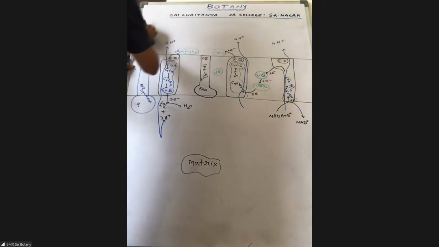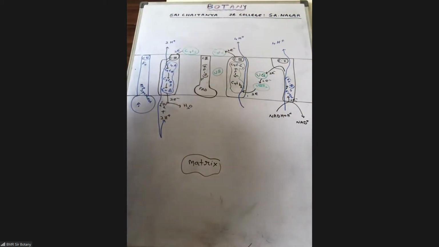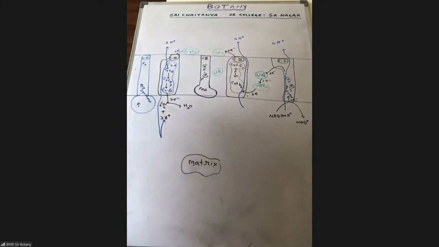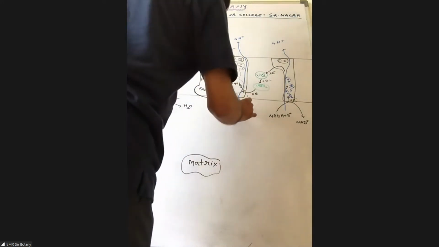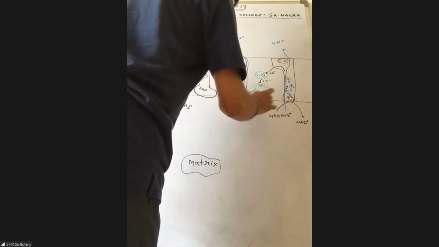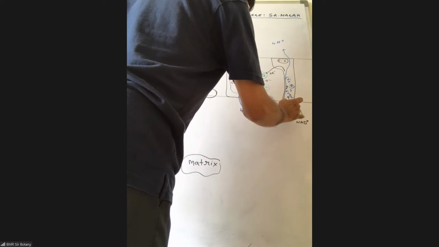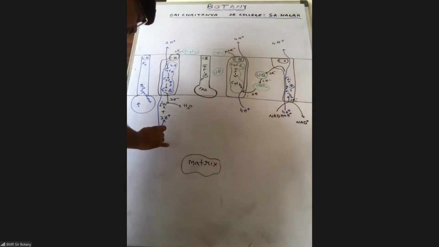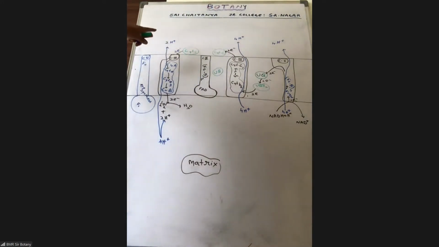Tell me now, total for one NADH undergone oxidation, how many protons removed from stroma means 12 protons removed, Nana, literally. But out of 12 protons removed, how many actually accumulated there? 10. What happened remaining 2? Used up for water formation.